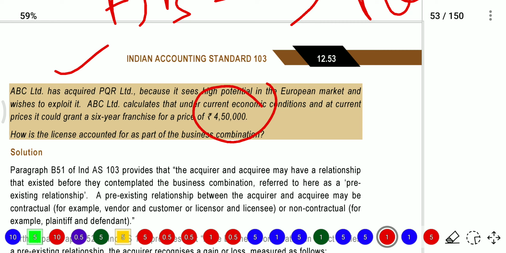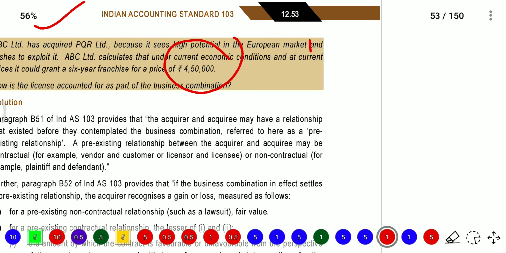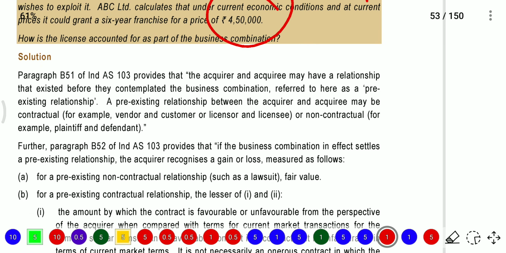So what is the price? 4,50,000. Now as per Ind AS, the acquirer and acquiree may have a relationship that existed before they contemplated the business combination. So it is a pre-existing relationship. So we need to see whether there is any pre-existing relationship.